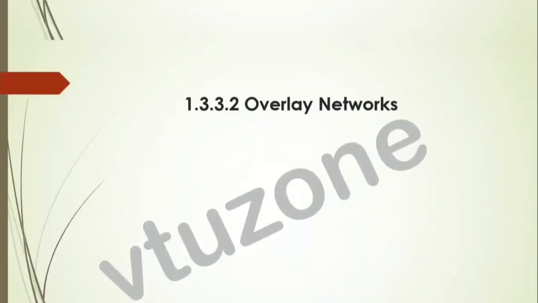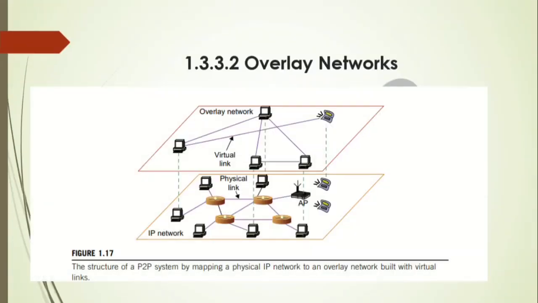And moving to the next topic, that is overlay networks. See, an overlay network is a virtual network built on top of a real physical network where devices connect and communicate using special software, not direct physical links. And this diagram shows how a peer-to-peer system works using an overlay network.